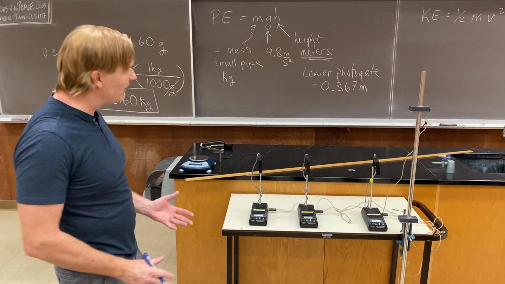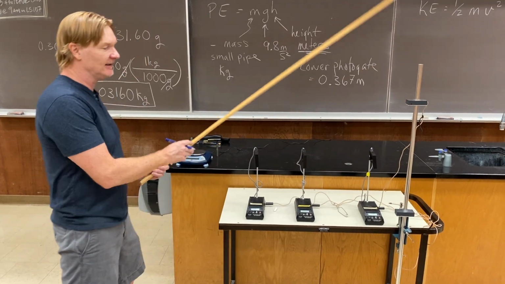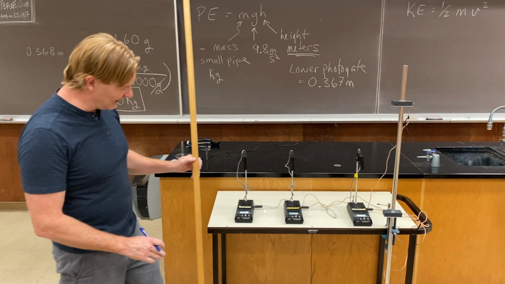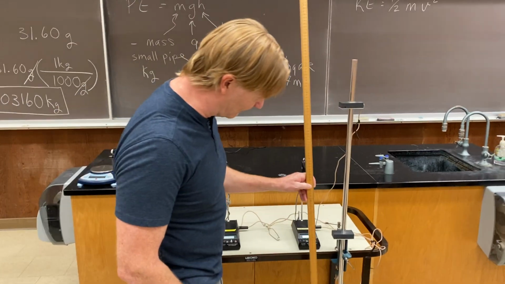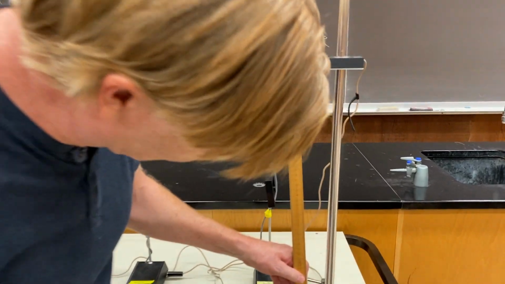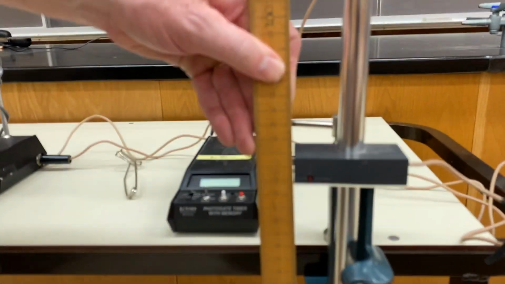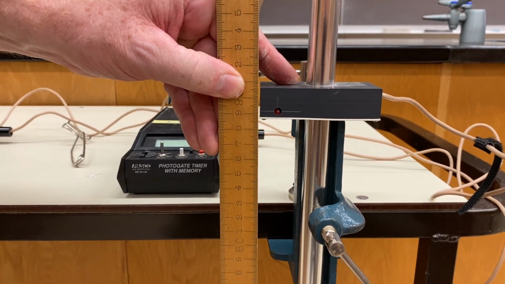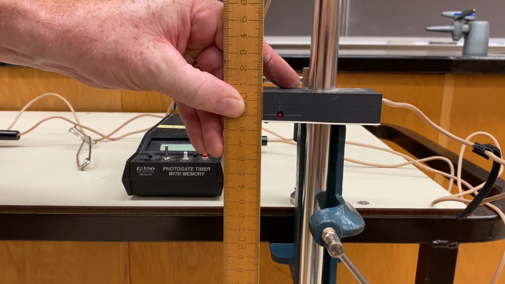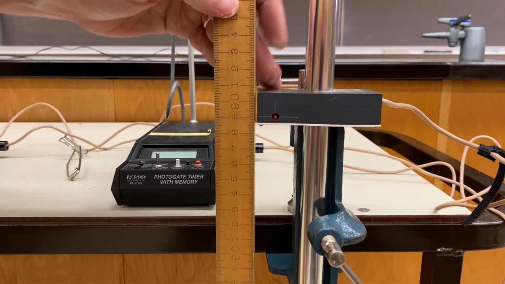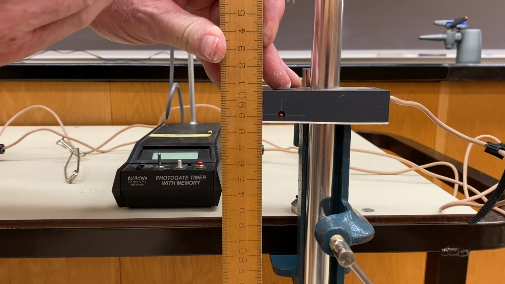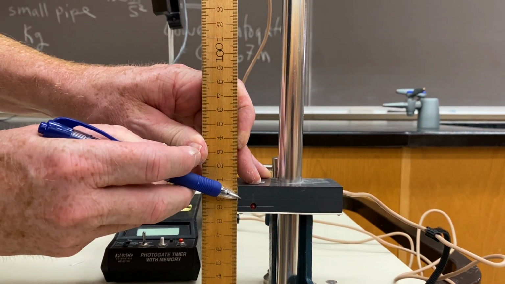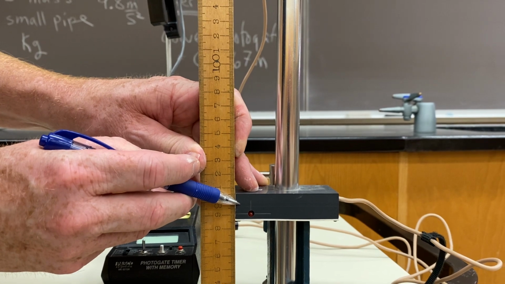Why? Because this is tricky and it's easy to make mistakes. Let's take a look at the middle photo gate and try to look at how we're going to measure this. So I've got it set up here. First, I want to make sure that the measuring stick is vertical, not at a slant or anything like that. And then I'm going to look over here and I'm going to see that this is 1 meter. So the middle photo gate is still less than 1 meter high.